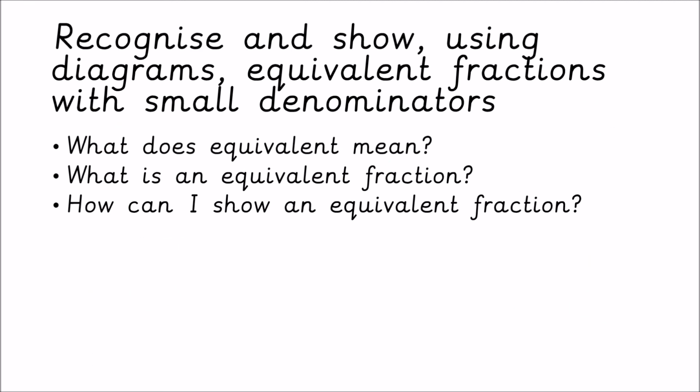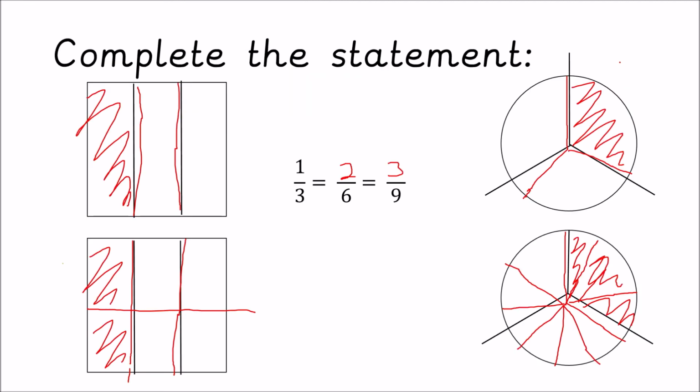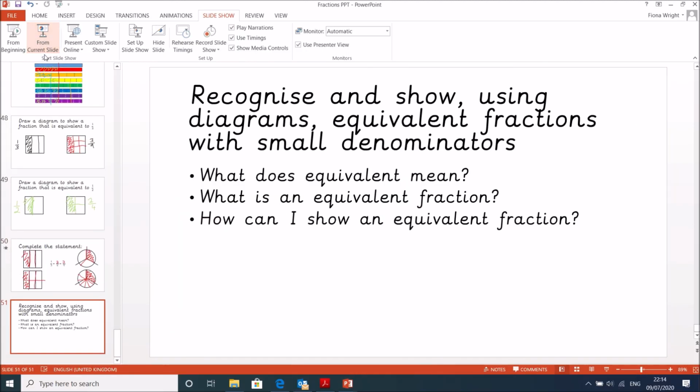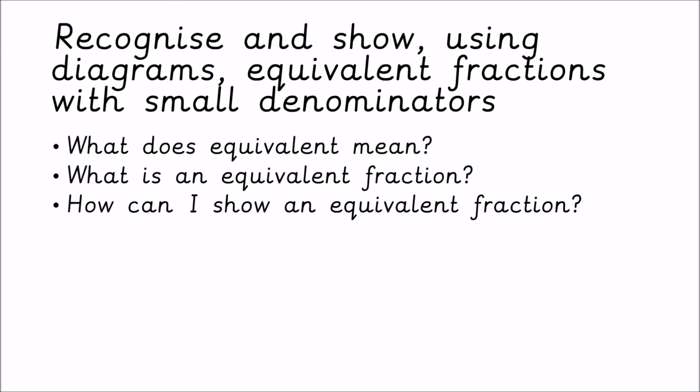Now, just before we finish, we need to recognise and show using diagrams equivalent fractions with small denominators. So we should know what equivalent means. It means the same value as something else. We know that a pair of equivalent fractions have the same value as each other. We know that we can show an equivalent fraction by drawing the fractions out and showing that they are the same size.